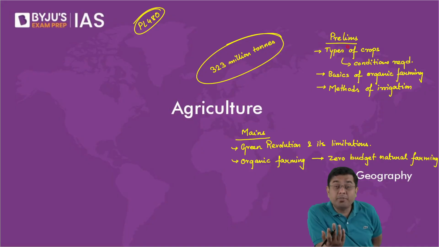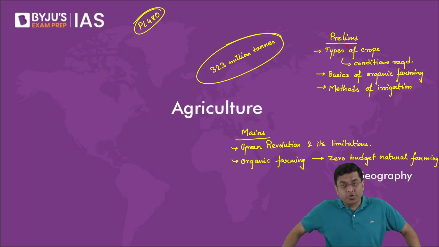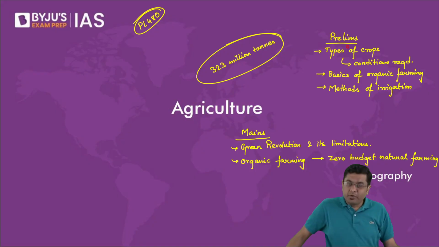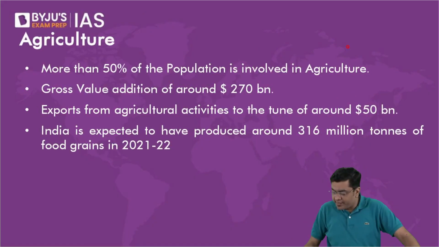How will that improvement come? If you understand why it is not suitable to grow rice in Punjab, Haryana, why it is more advisable to grow millets in many parts of the world. For understanding that, understand what the limitations of the green revolution are. Organic farming is good, but it has its own limitations as well. That is why you study agriculture. That is why UPSC asks you questions from this area. So with that, let us initiate the discussion.